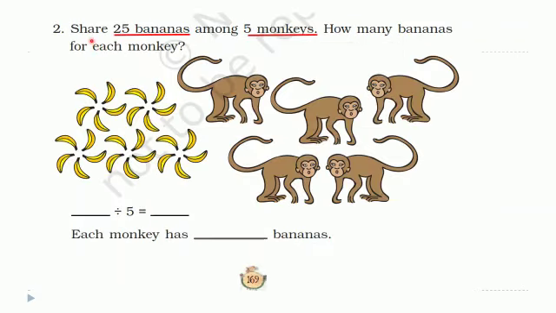Now they have given share 25 bananas among 5 monkeys. So there are 5 monkeys and total 25 bananas are there. So we have to find how many bananas each monkey will get. So what we have to do? We have to divide 25 divided by 5. So what will we get? Yes, 5 fives are 25. So answer is 5. So each monkey has 5 bananas.